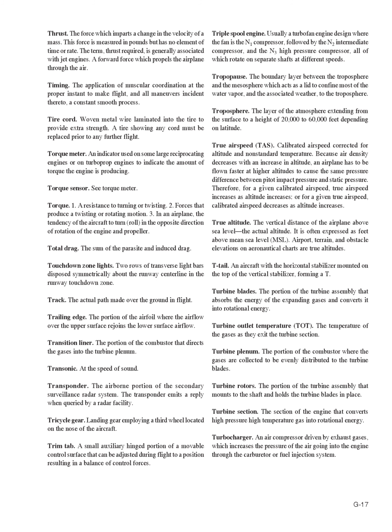Triple spool engine. Usually a turbofan engine design where the fan is the N1 compressor, followed by the N2 intermediate compressor, and the N3 high pressure compressor, all of which rotate on separate shafts at different speeds. Timing. The application of muscular coordination at the proper instant to make flight, and all maneuvers incident thereto, a constant smooth process. Tire cord. Woven metal wire laminated into the tire to provide extra strength. A tire showing any cord must be replaced prior to any further flight.